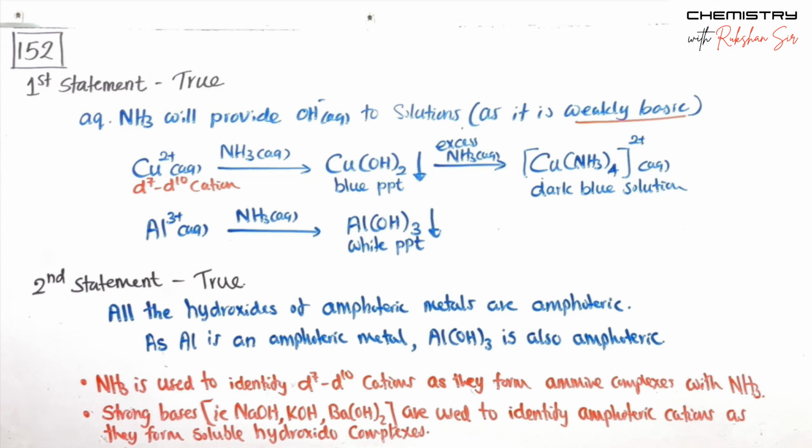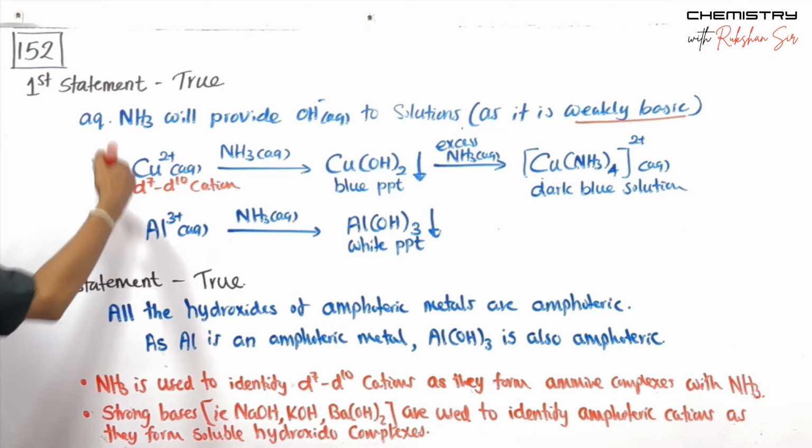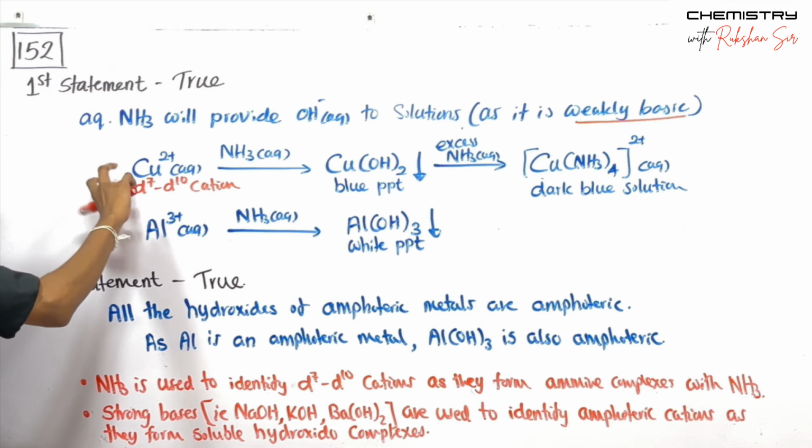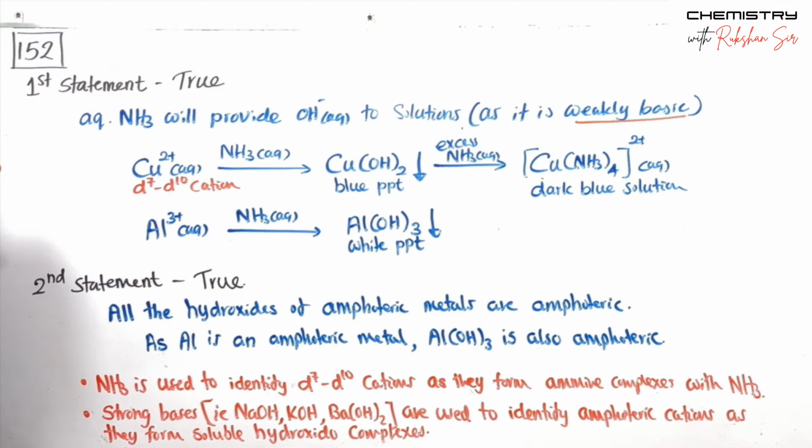So the second statement won't explain the first one. The differentiation is done with the use of NH3, which is used to differentiate the d7 to d10 out of the two. To distinguish the amphoteric cation, we may have to use a strong base, but they have used NH3, which is a weak base. Got the idea? So the answer should be answer number 2.